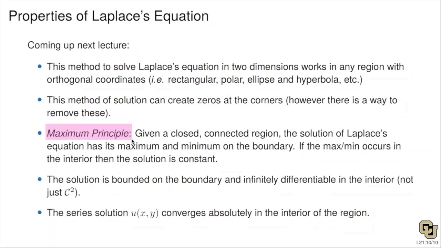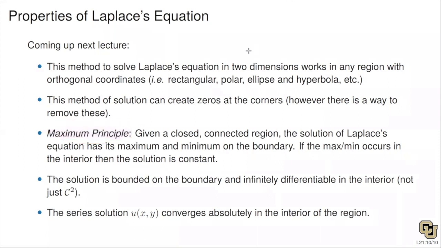So if we have a closed connected domain, the solution of the Laplace equation will achieve its maximum and minimum on the boundary. If the maximum or minimum is attained in the interior, not on the boundary, then it turns out that the entire solution will be constant. Just hold off for a second on thinking about this too much. I'm going to do a little experiment that'll make more sense.